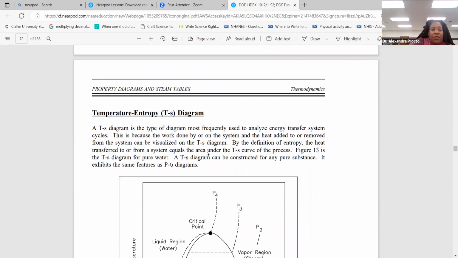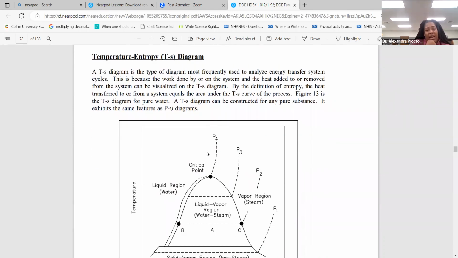Then you have the temperature entropy diagram, which is the one that I see the most. So this TS diagram is the type of diagram that is frequently used to analyze energy transfer or system cycles. So this is the graph that I usually would work with the most. Okay.